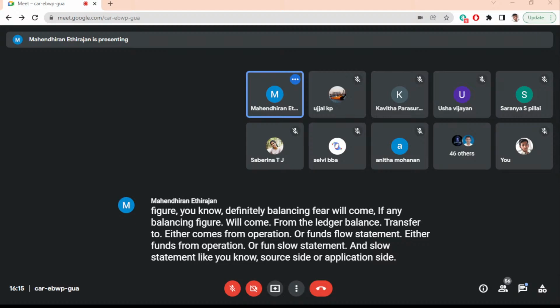Next, step number 3, preparation of funds flow statement. Step number 3, we want to prepare the funds flow statement. You have to prepare the funds flow statement. Okay. So third one, 1 minute.